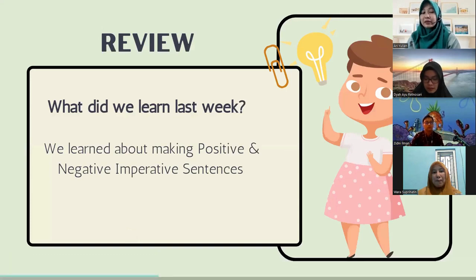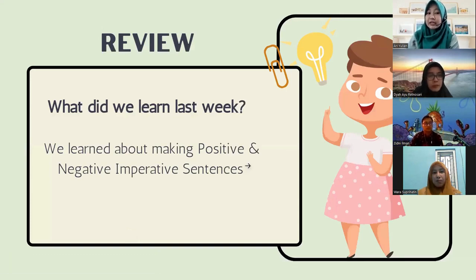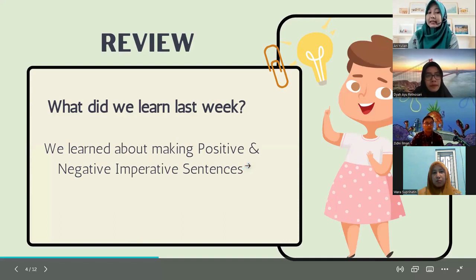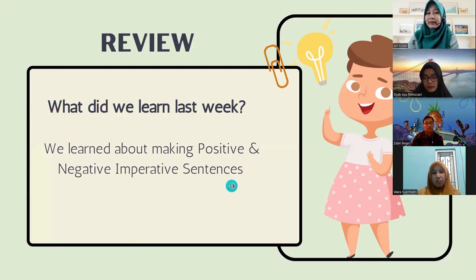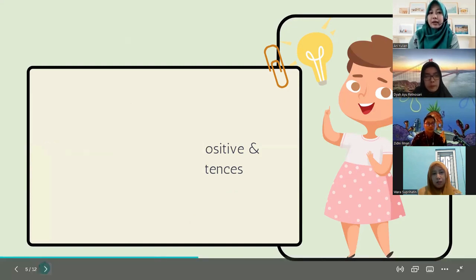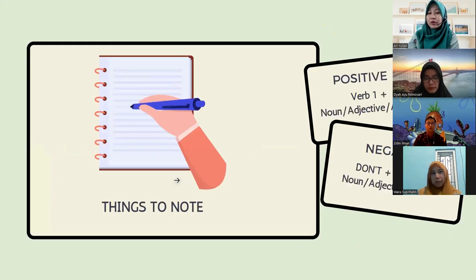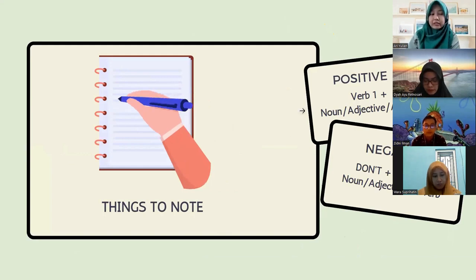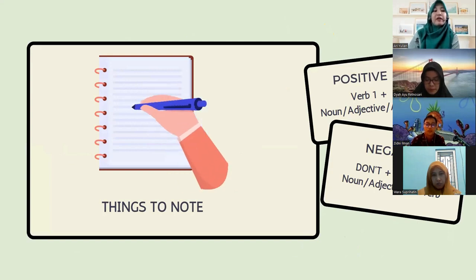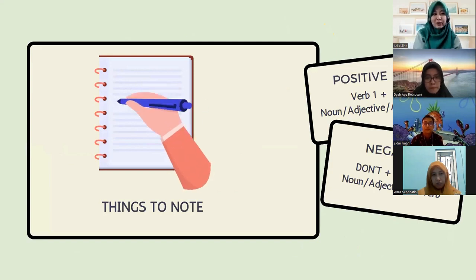Okay, review. What did we learn last week? Last week we learned about making positive and negative imperative sentences. Ya, minggu lalu kita sudah belajar tentang membuat kalimat perintah yang positif dan negatif. Last week, I asked you to note some important things about making positive and negative imperative. There are 2 main patterns. Ada 2 pola utama yang perlu kalian pahami. Of course, I'm pretty sure that all of you have already written this note in your notebook.